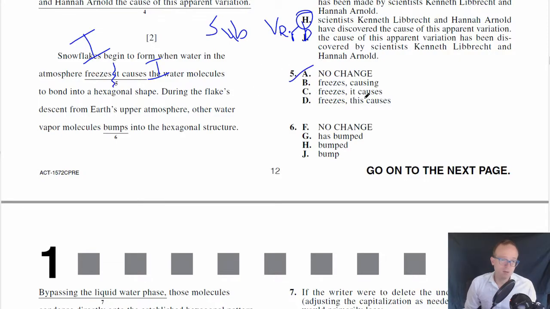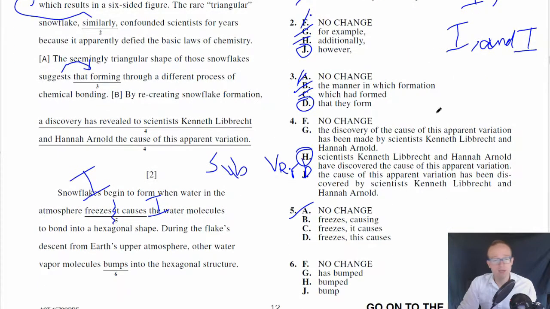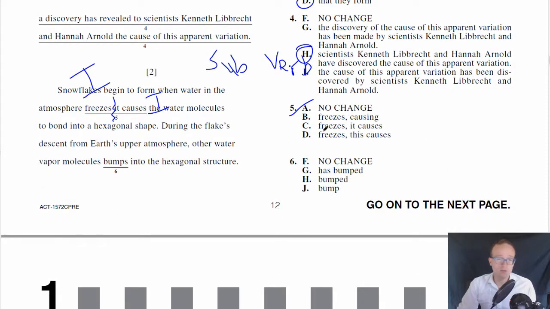So freezes, comma, it causes, at least that's separation. But remember when I said above that if you have two independent pieces, you need a semicolon or a comma and. Here we have two independent pieces. We can't join them with a comma. This is a grammatical error that's known as a comma splice. Okay, comma splice. Please work with me here.